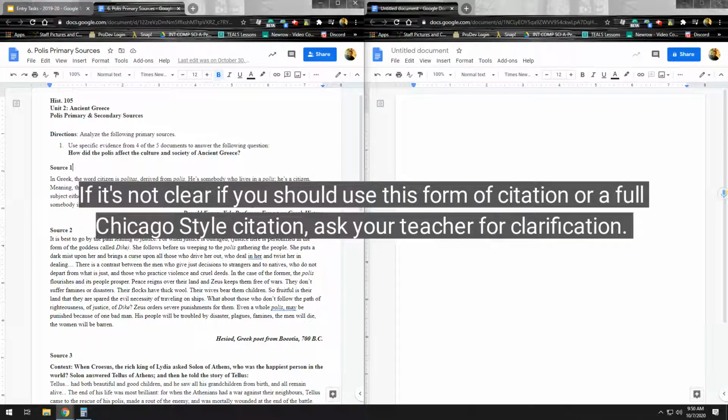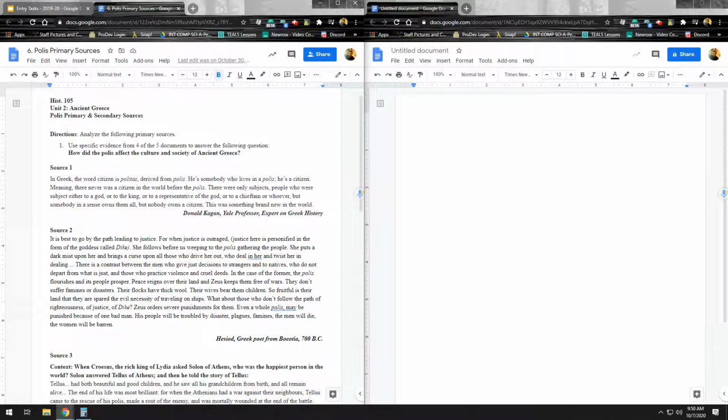Now, first of all, when you use sources in your history writing, do not directly quote, paraphrase. There are a few exceptions. For example, if you're quoting Abraham Lincoln's "Four score and seven years ago," it's hard to paraphrase that. He just says it so well.